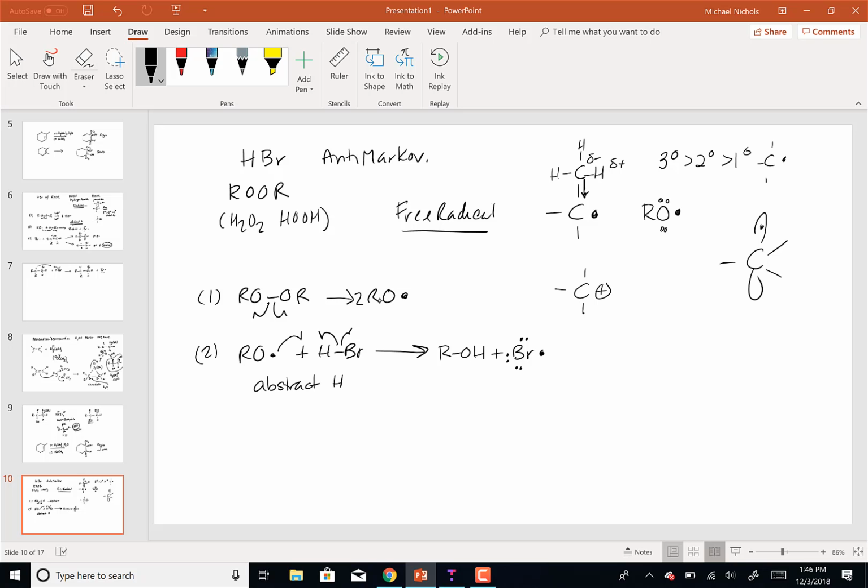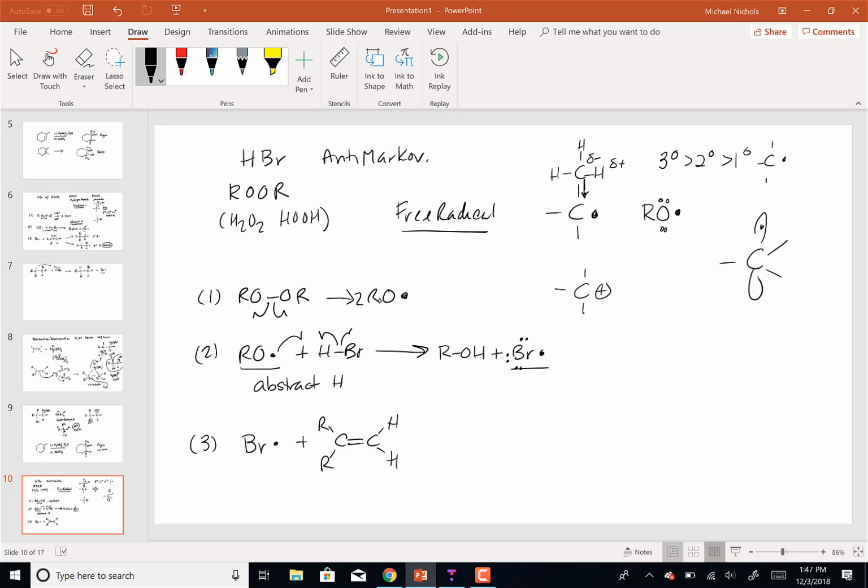And one of the difficulties with radicals is that once you form a radical, you basically don't get rid of the unpaired electron species until you run out of stuff. Because every time a radical reacts, it makes another compound with an unpaired electron. So then what happens? Then that Br dot decides that it's going to react with the carbon-carbon double bond.